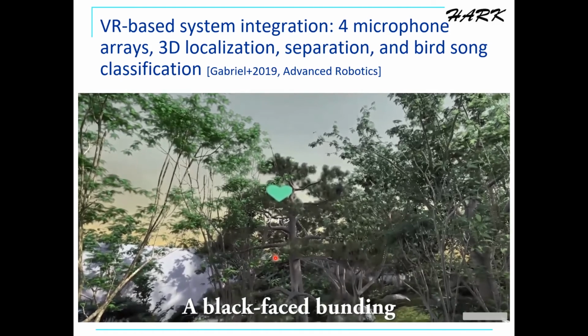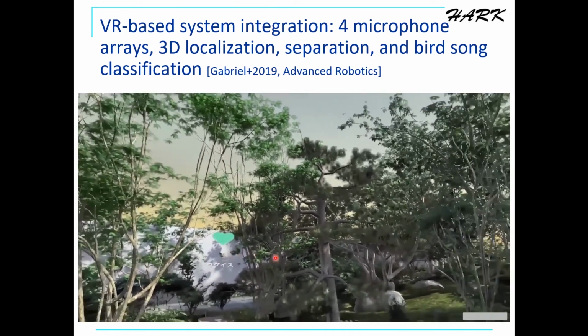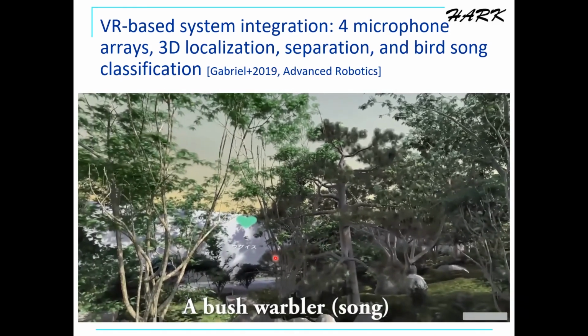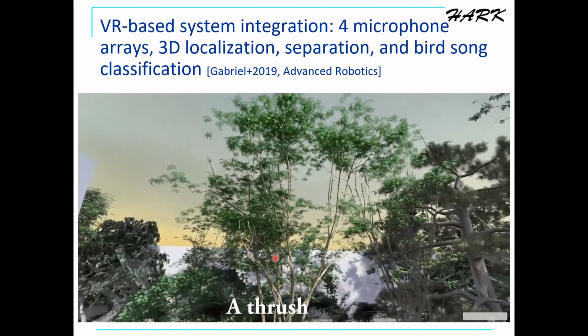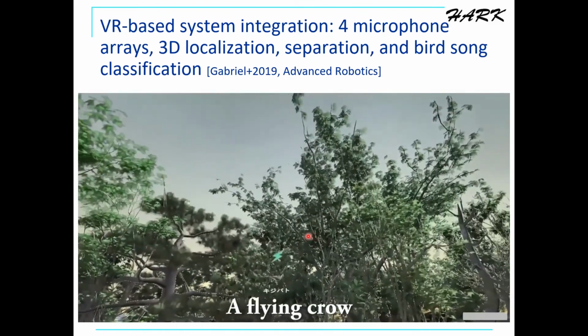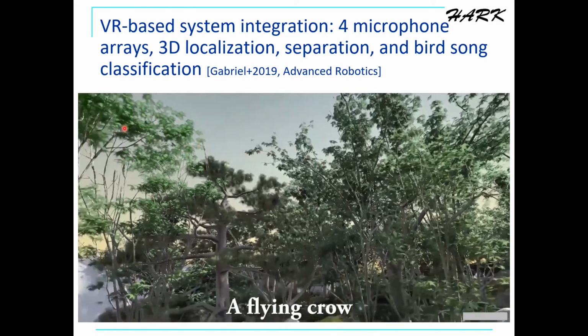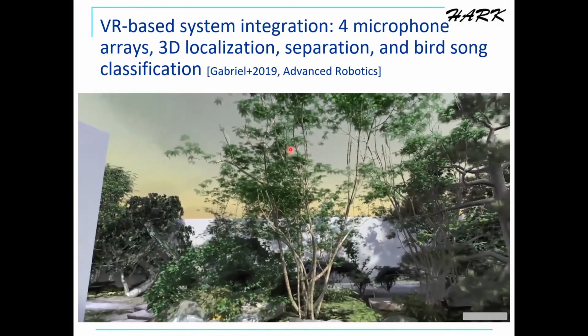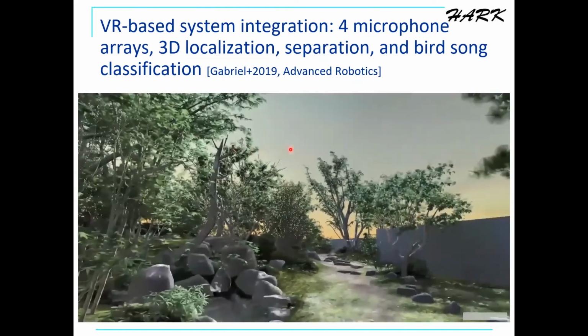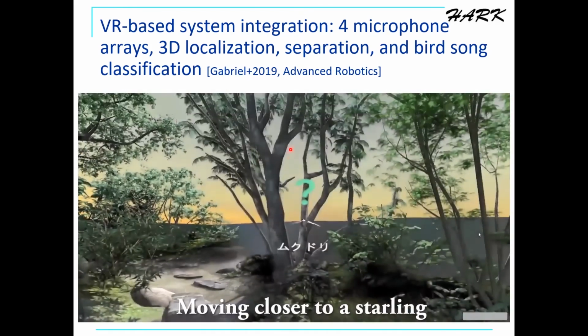In this case, we directly use a socket interface because the system is a bit complicated. So you can also see the crow flying. So the bird song is tracked. That is sound source tracking.